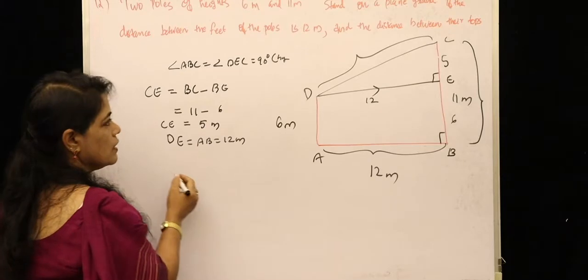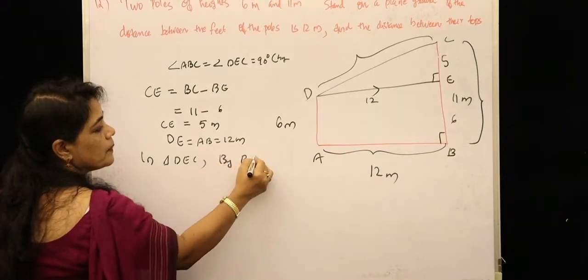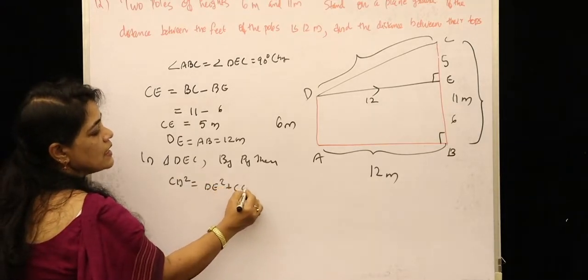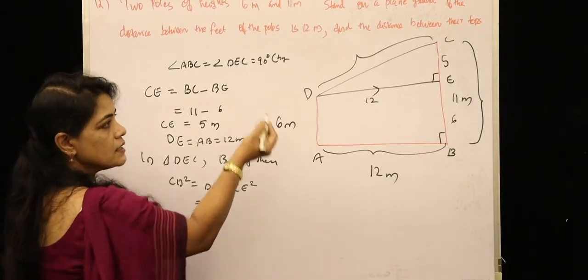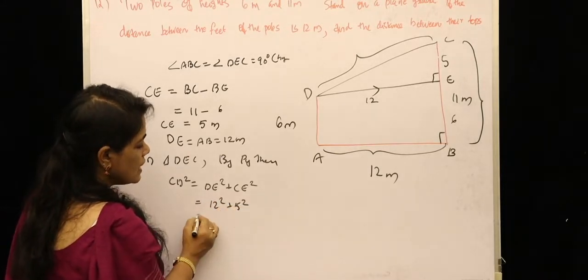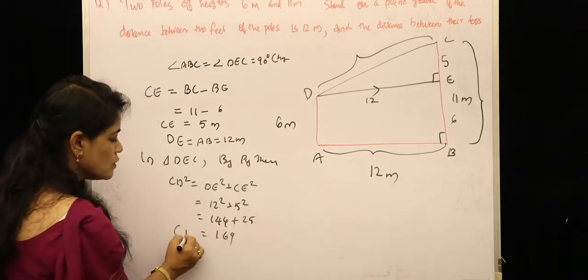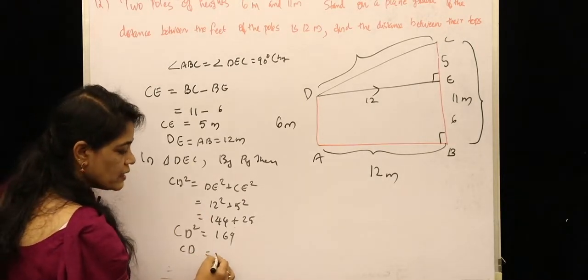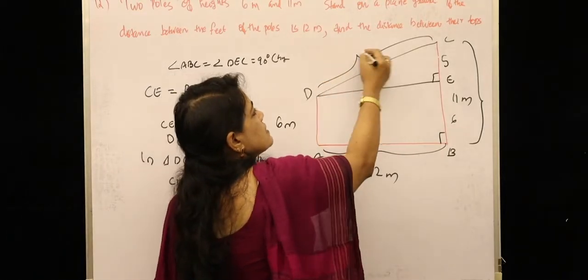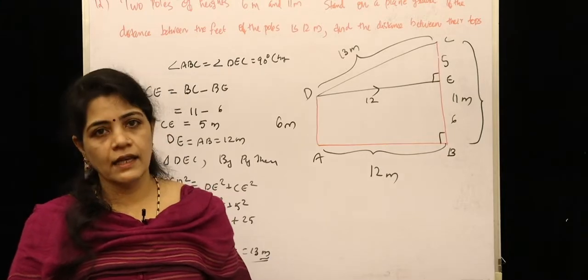By applying the Pythagoras theorem. In right triangle DEC, by the Pythagoras theorem, CD square equals DE square plus CE square. We can substitute. The hypotenuse square is needed. That is 12 square plus 5 square. 12 square is 144 plus 25, the square of 5, is 169. This is CD square, and to get CD, take the square root of 169, and that is 13 meter. So this is the distance between the tops of these two poles of height 6 meter and 11 meter.